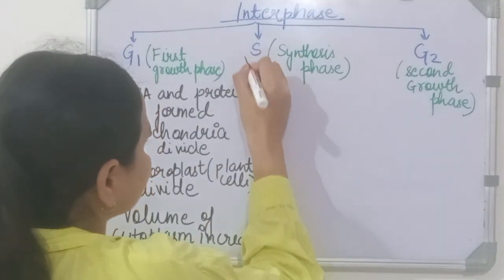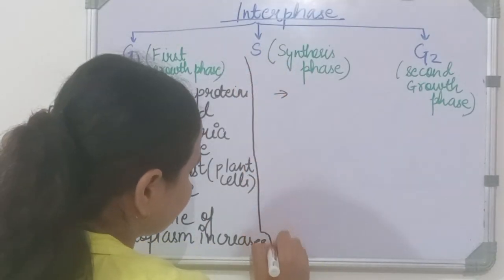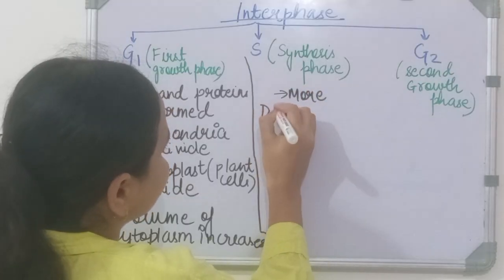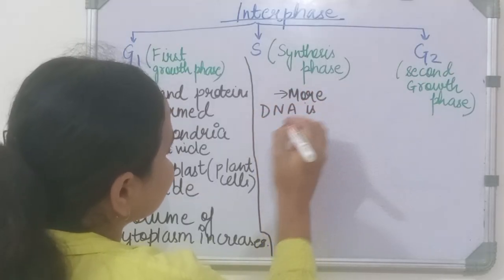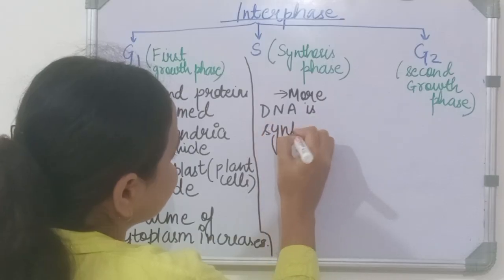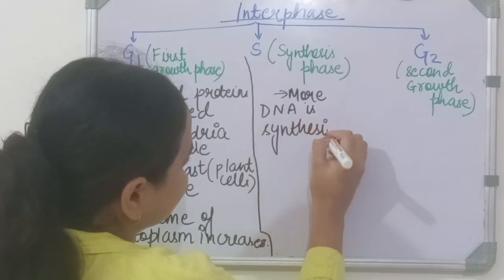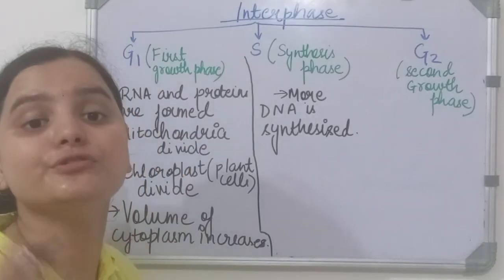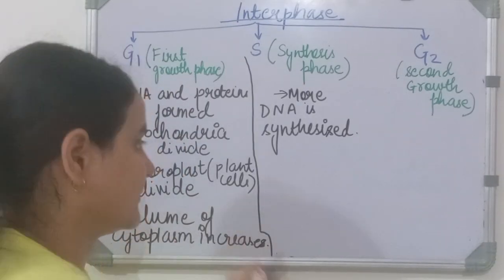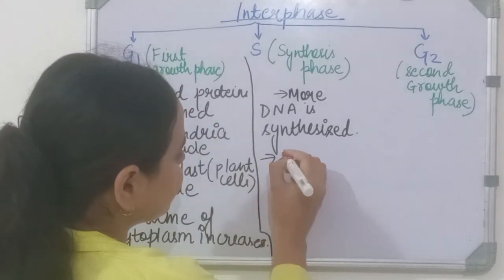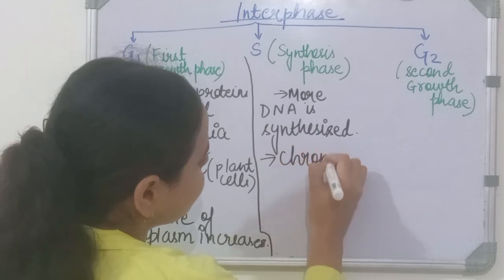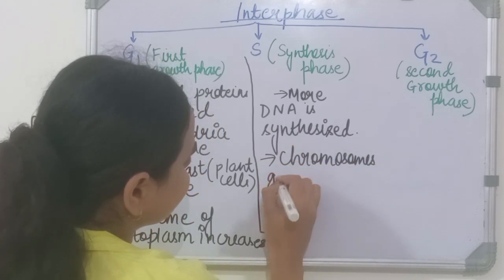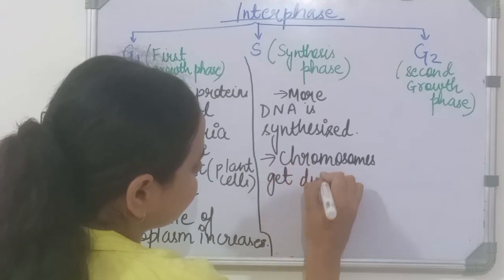So more DNA is synthesized. Then what is happening? Our chromosome is getting duplicated. I will be explaining. So chromosomes get duplicated.